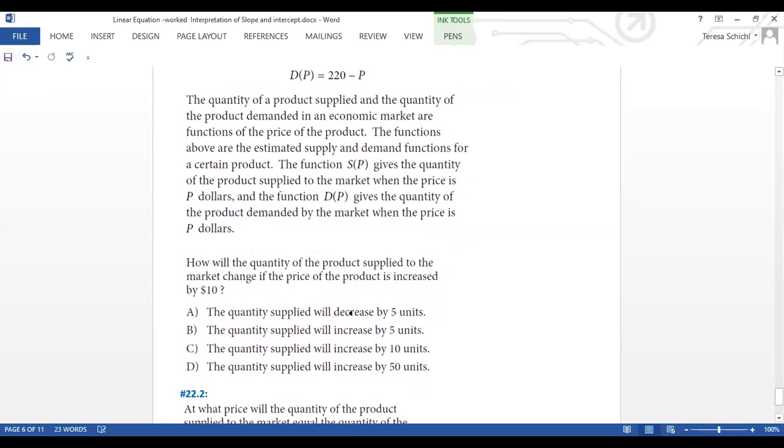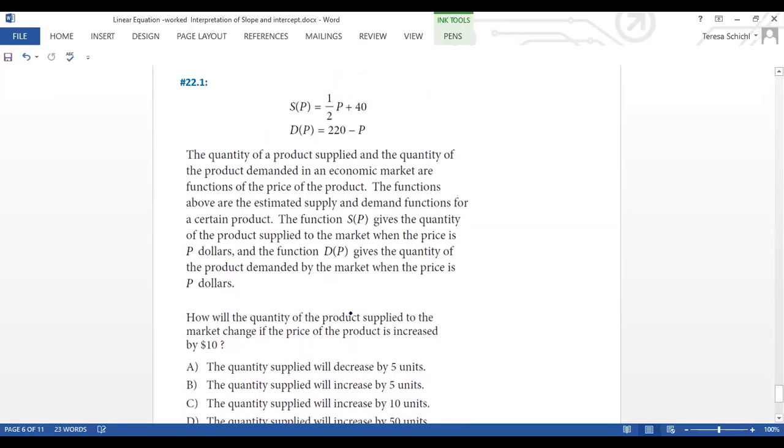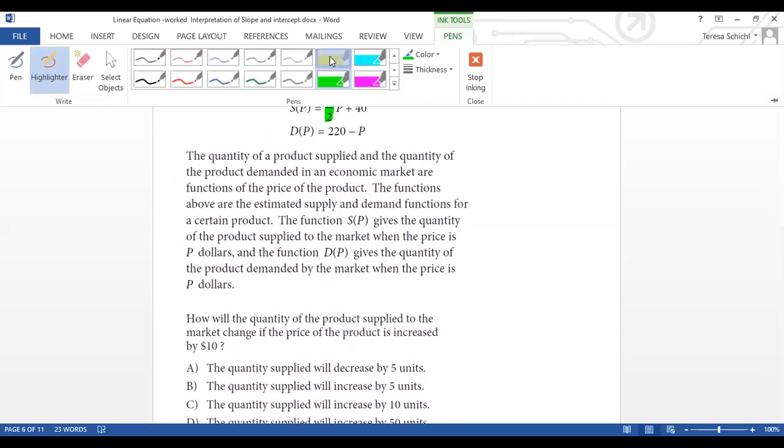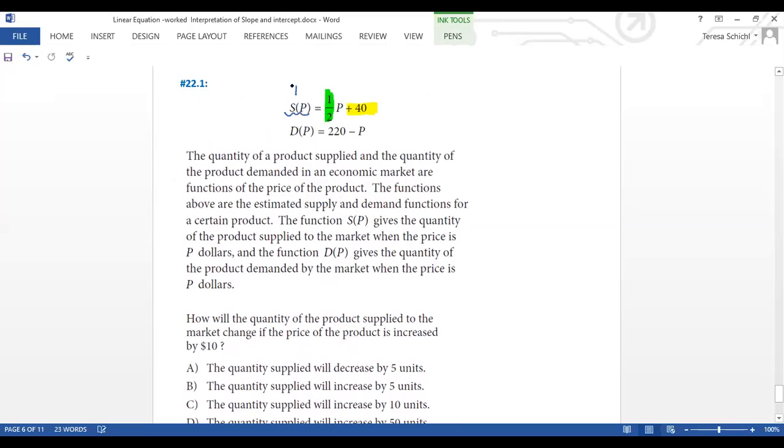Okay, so let's say, how will the quantity of the product supplied to the market change if the price of the product is increased by $10? So we are looking at the supply here, and this looks like a good equation. This one is like my standard. If I color that up, you will see you can treat this one as the y values, and P is your x values, correct?